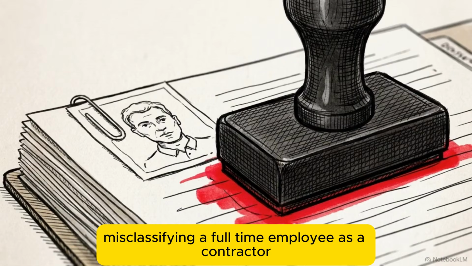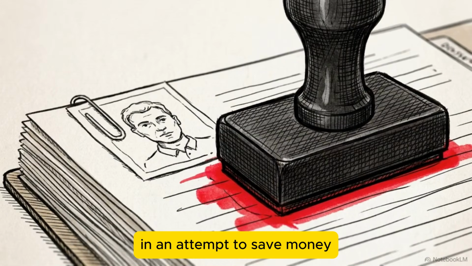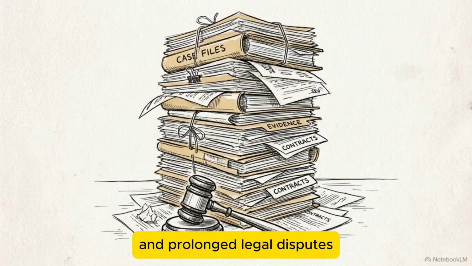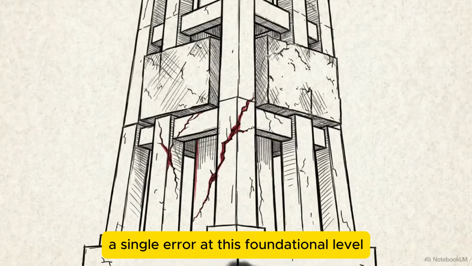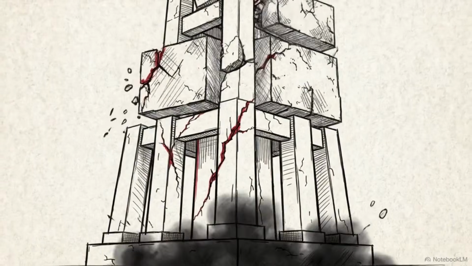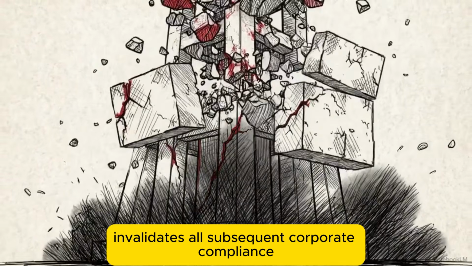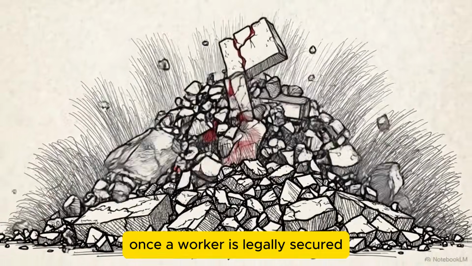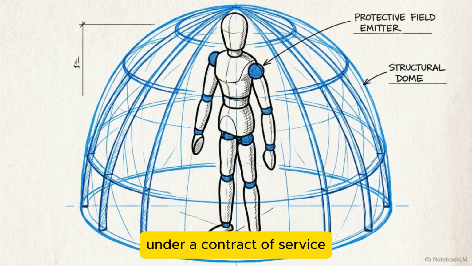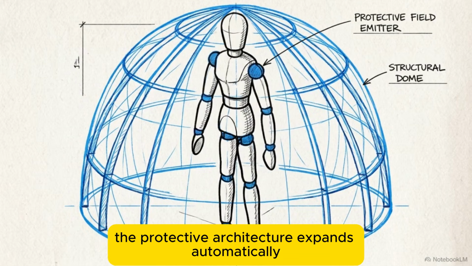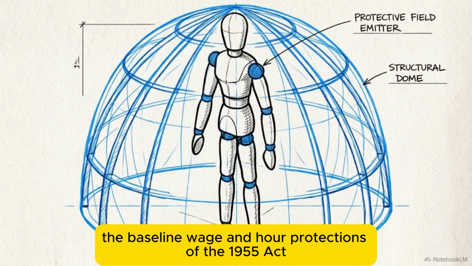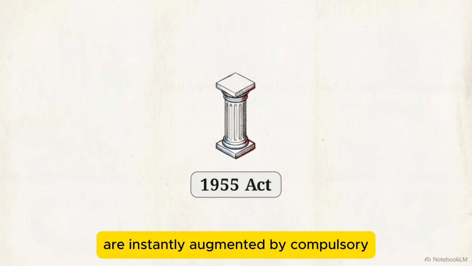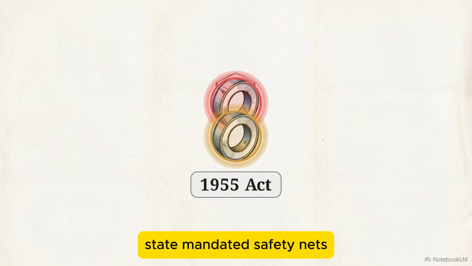Misclassifying a full-time employee as a contractor in an attempt to save money is a primary trigger for severe administrative rulings and prolonged legal disputes. A single error at this foundational level structurally invalidates all subsequent corporate compliance. The entire legal defense collapses. Once a worker is legally secured under a contract of service, the protective architecture expands automatically. The baseline wage and hour protections of the 1955 Act are instantly augmented by compulsory state-mandated safety nets.